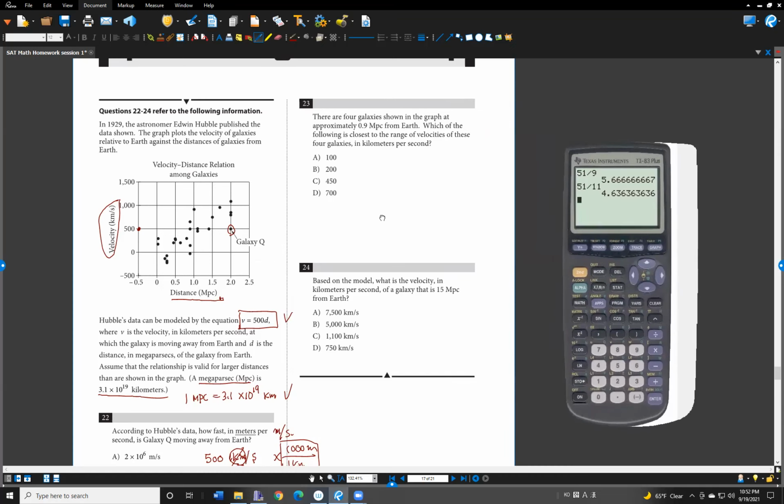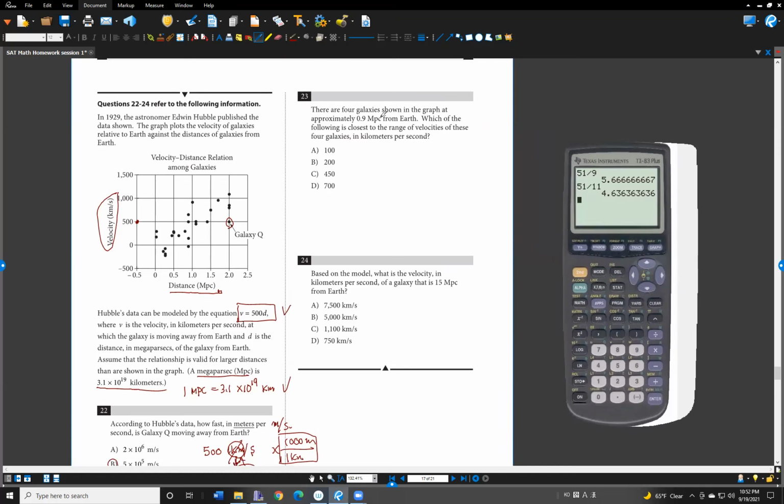There are 4 galaxies shown in the graph, approximately 0.9 Mpc. Okay, we got the 4 galaxies over there. So which of the following is closest to the range of velocity? What is the range of velocity? Range is a difference, the highest one and the lowest one, right?